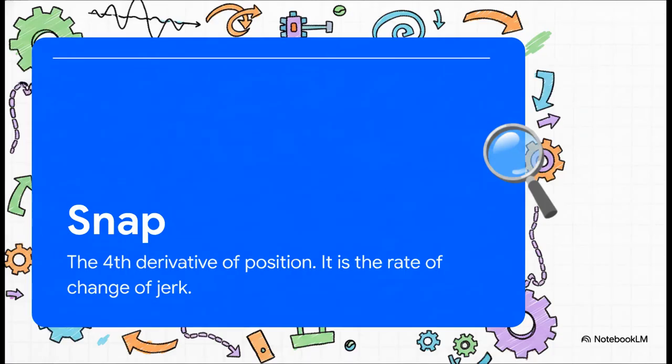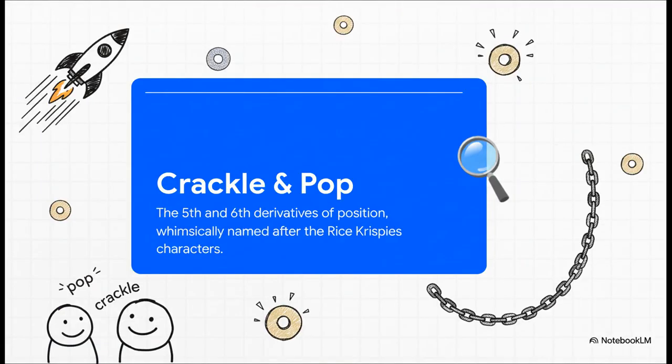So what happens if we climb another rung on that ladder? What's the rate of change of jerk? Well, that's called snap. It's the fourth derivative. If jerk is about how suddenly your acceleration changes, snap tells you how suddenly that jerk changes. We're really starting to get into the super fine details of movement now. And believe it or not, it keeps going. The next two steps up, the fifth and sixth derivatives, are actually called crackle and pop. And the best part? Physicists literally named them after the Rice Krispies cereal characters. It's a pretty fun way to remember these higher-level ideas, right?